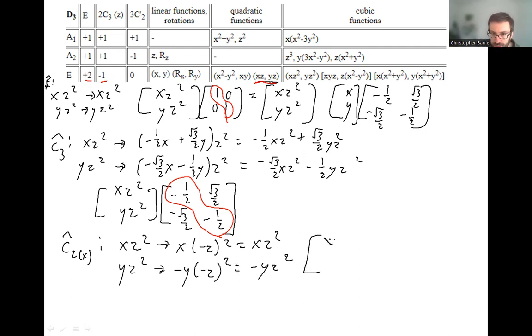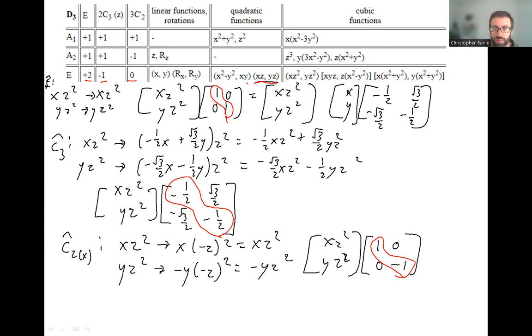Again, we have to keep this as a 2 by 2 matrix because we know these two functions transform together. We know that xz squared goes into xz squared, so we have 1, 0. And we know that yz squared goes into the negative of itself, so we have 0, negative 1. Then we take the trace of this matrix, 1 plus negative 1, the character of this matrix equals 0. So we confirm now in totality that xz and yz transform together and they have E symmetry.